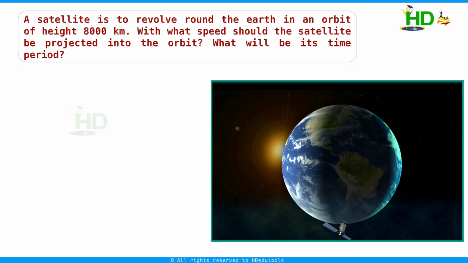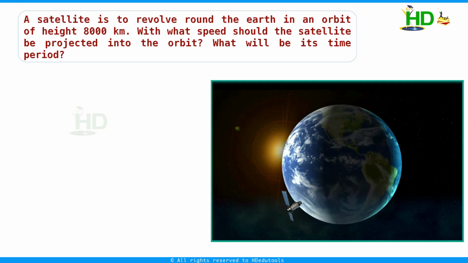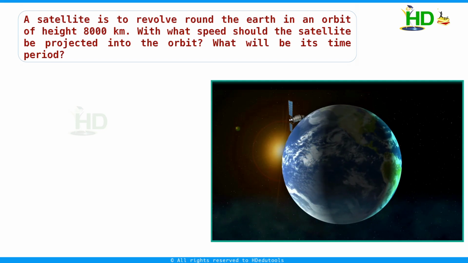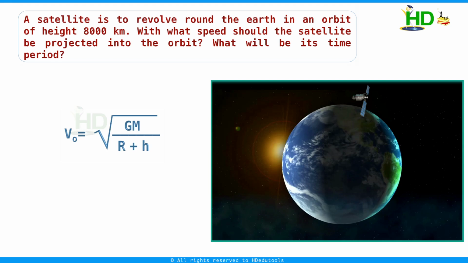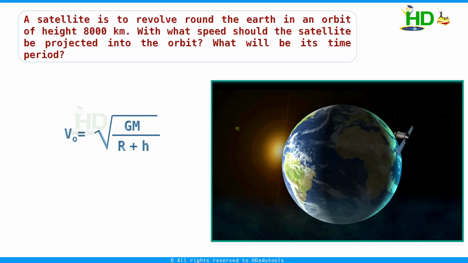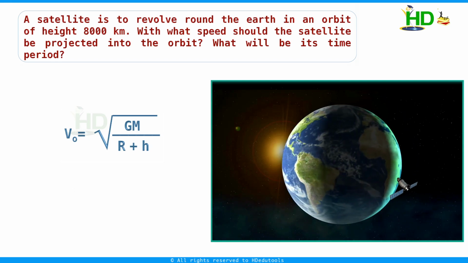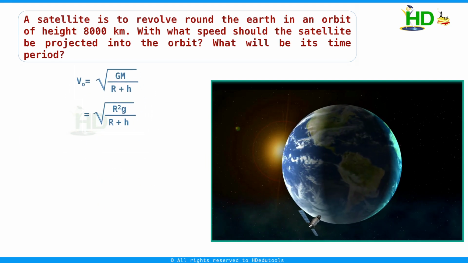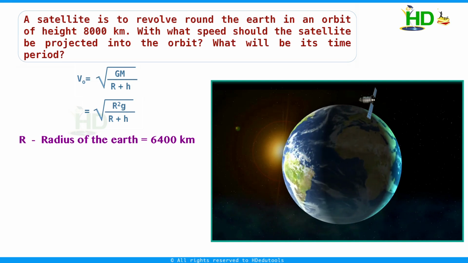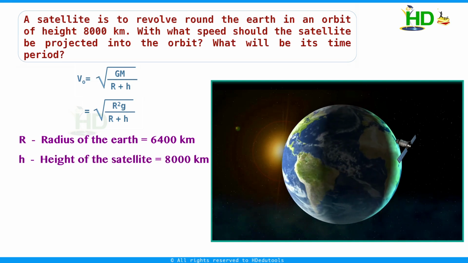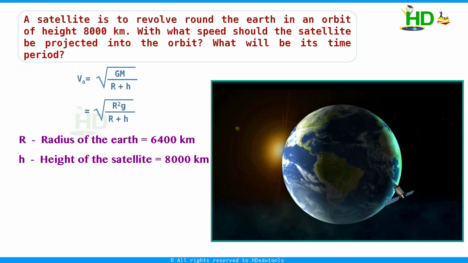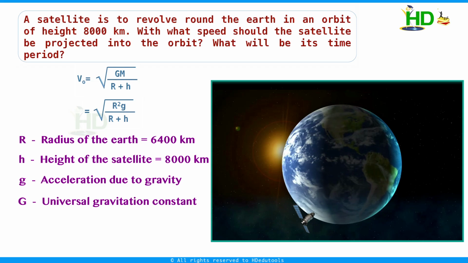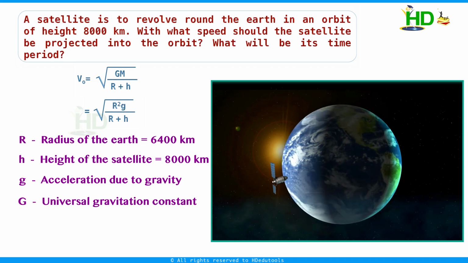For a satellite to move around the Earth and maintain a constant orbit, the velocity required is nothing but the orbital velocity, and it is given by root of GM by (R plus h). This also can be written as root of gR square by (R plus h), where capital R is the radius of the Earth, h is height of the satellite from the surface of the Earth, small g is the acceleration due to gravity, and capital G is universal gravitational constant.